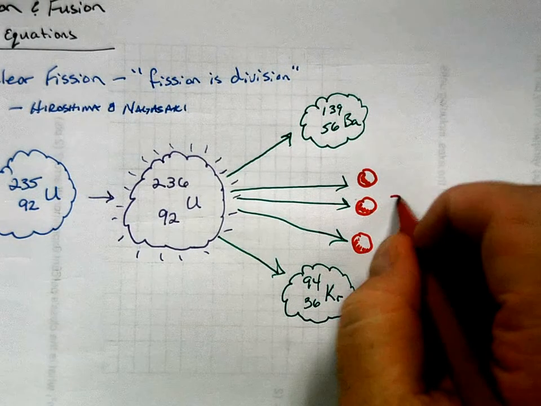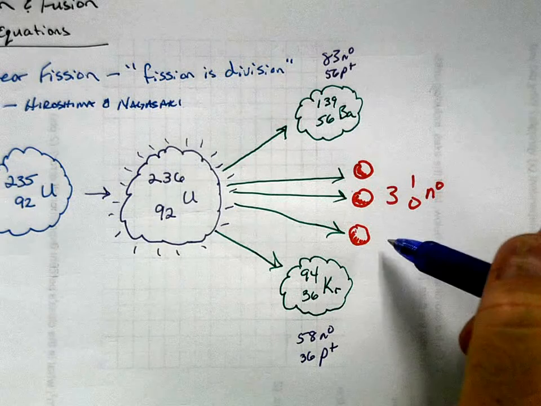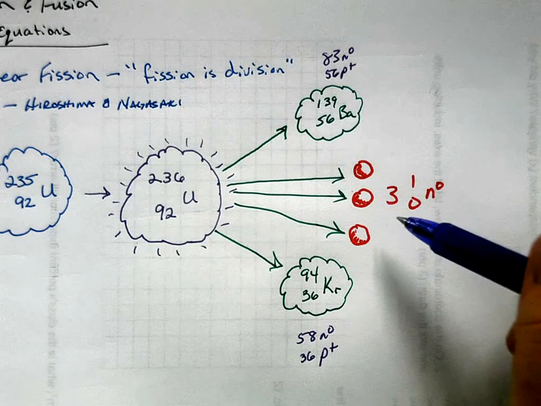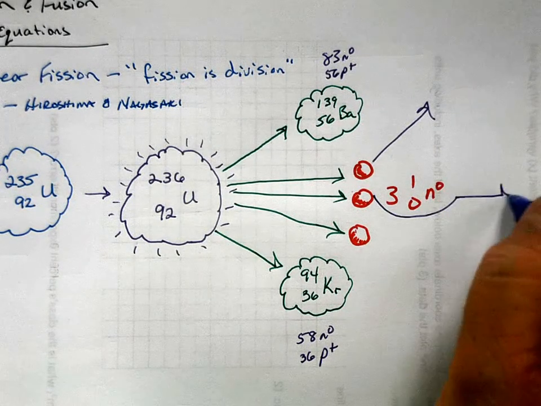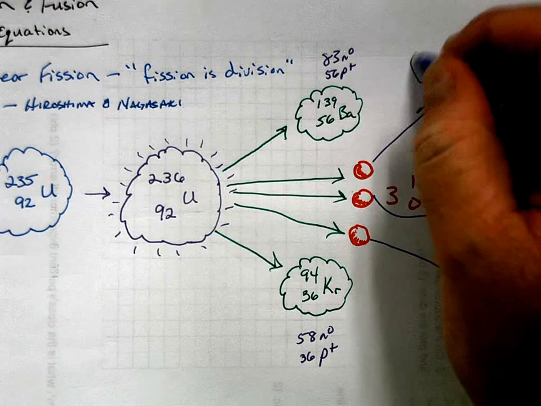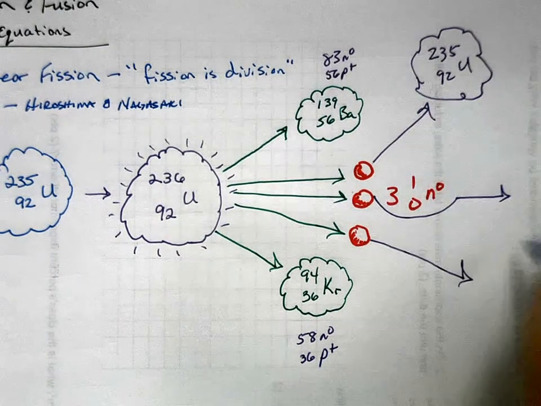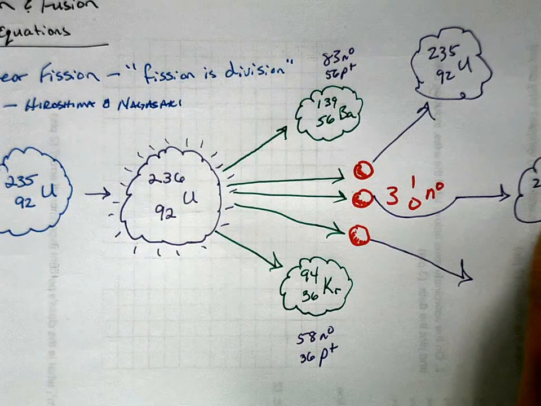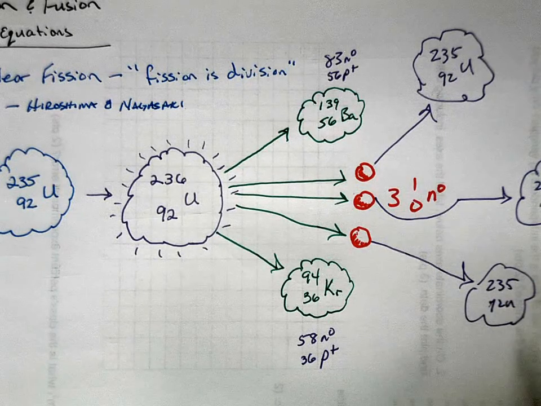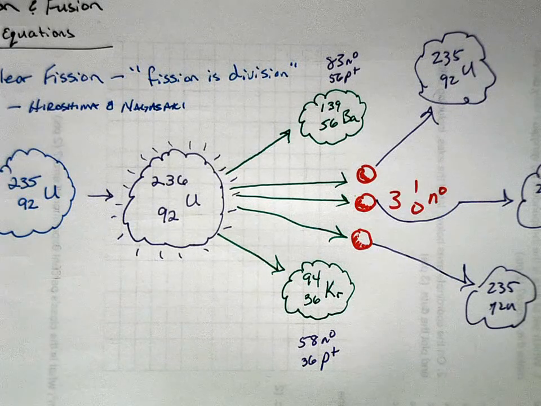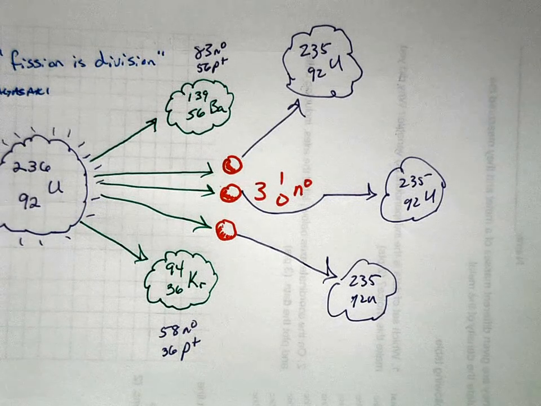Okay, so here we have 3 1, 0 neutrons. They have a mass of 1, the atomic number 0, and there's 3 of them. Now guess what these 3 superneutrons do? They do the same thing. These hit other 235, 92 uranium, 235, 92 uranium, 235, 92 uranium, and those three guys do what? Oh, I'm off the page, huh? These split again.